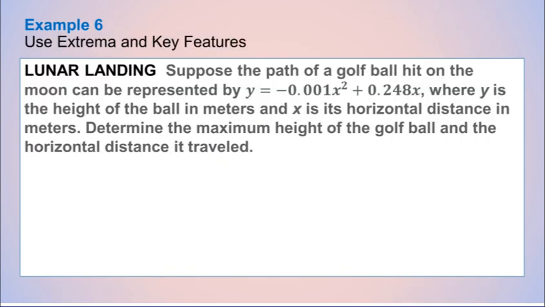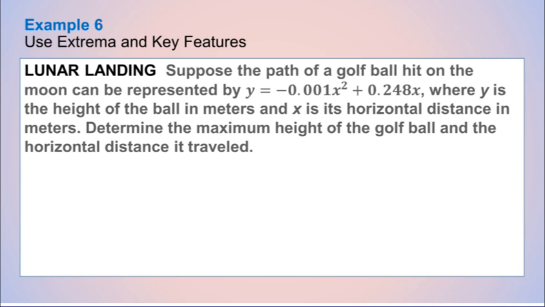Example 6. So now you're going to use the extrema and the key features in a word problem. Suppose the path of a golf ball hit on the moon can be represented by y equals negative 0.001 x squared plus 0.248 x, where y is the height of the ball in meters and x is the horizontal distance in meters. Determine the maximum height of the golf ball and the horizontal distance it traveled.